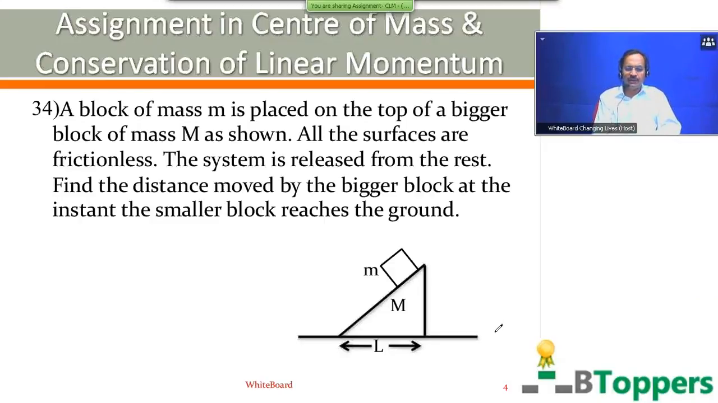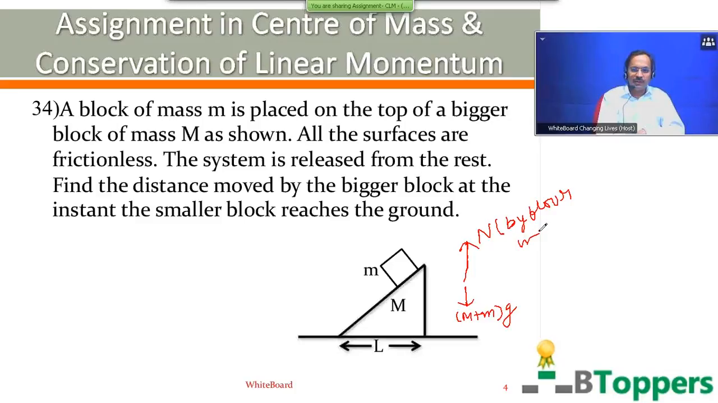Here we consider the two blocks as one system. When you consider the two blocks as one system, the external forces acting on the system are the total weight of the system, which acts downwards, and the normal reaction force by the floor on the bigger block of mass capital M.